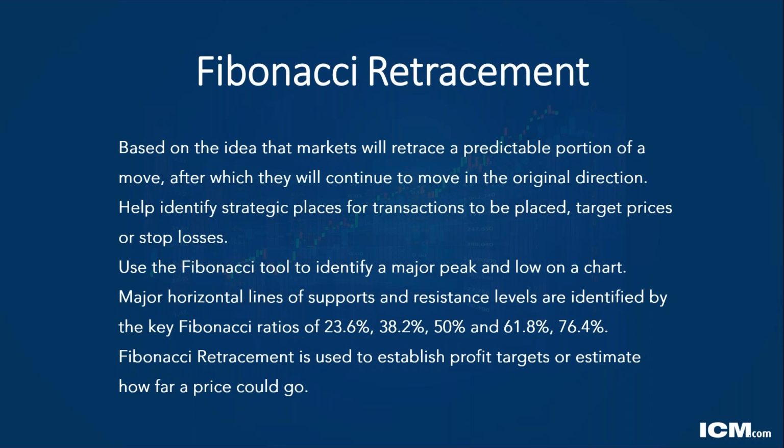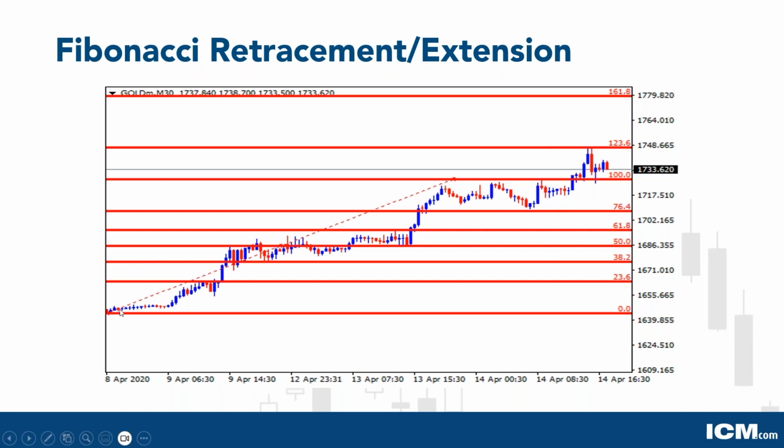So based on the idea that the market will retrace a predictable portion of the move, after which it will continue to move in the original direction. Exactly. So there is an inbuilt and proven Fibonacci series kept on the platform along with this tool: 23.6%, 38.2%, 50%, 61.8%, and 76.4%. These are the support and resistance levels, kept as ratios of any Fibonacci retracement. So, for example, I've plotted a graph here. The market has moved from here to the top, to this level, and the market is trading at this level or this level. From the platform, you can plot the Fibonacci retracement.